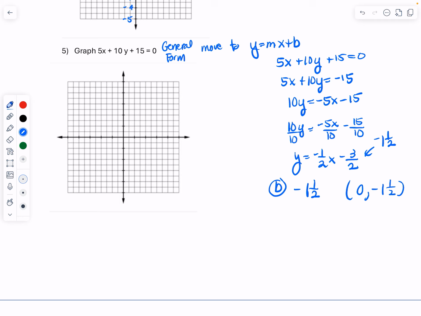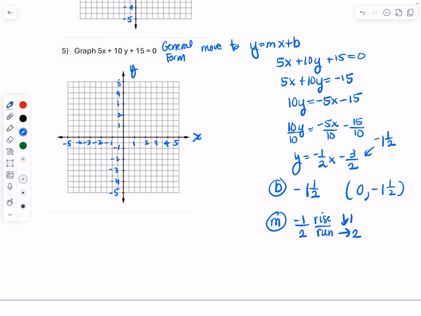And then we're going to look at the slope. The slope for this line is negative 1 over 2. So again, it's rise over run. So I'm going to drop 1 unit and go to the right 2 from the y-intercept. All right, so being that said, I'm going to go ahead and label this 1, 2, 3, 4, 5. Negative 1, negative 2, negative 3, negative 4, negative 5. And the same for the other axis.